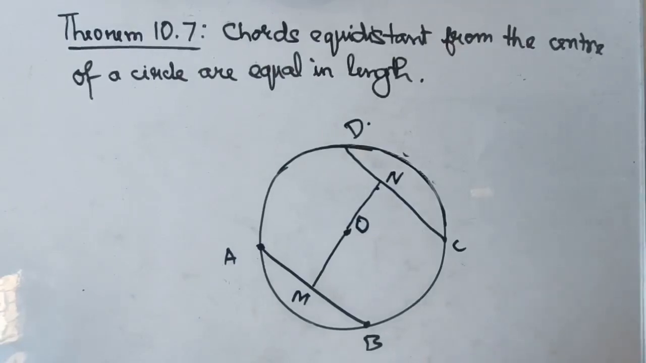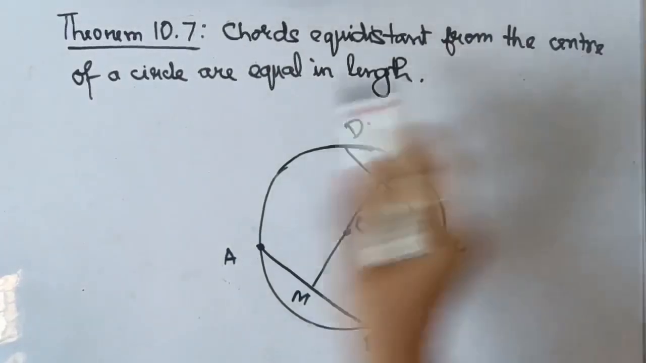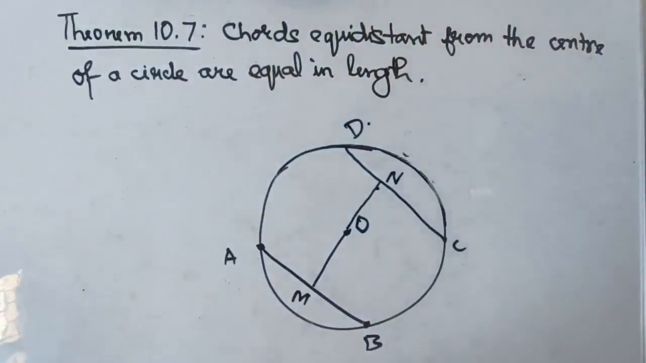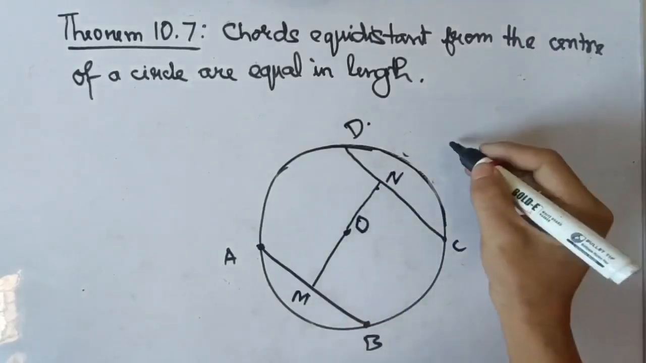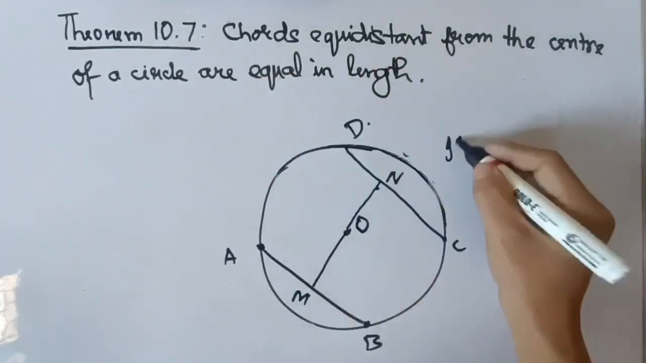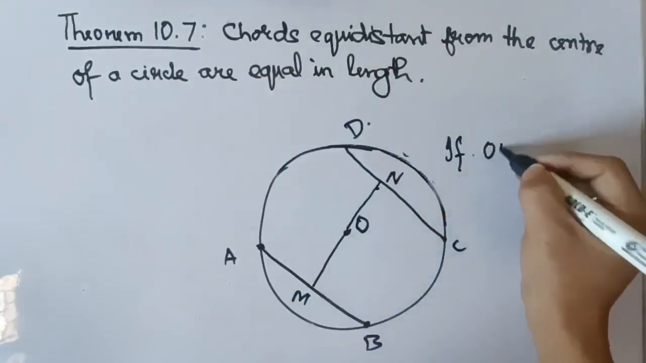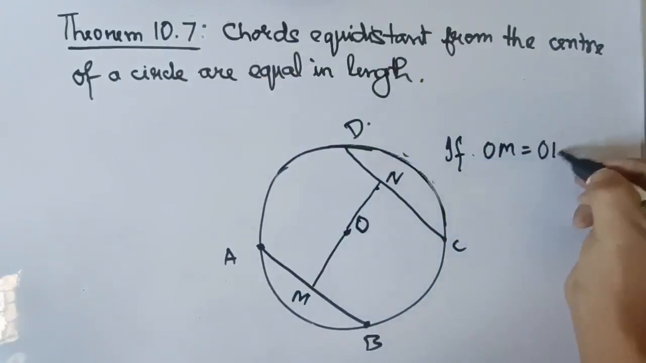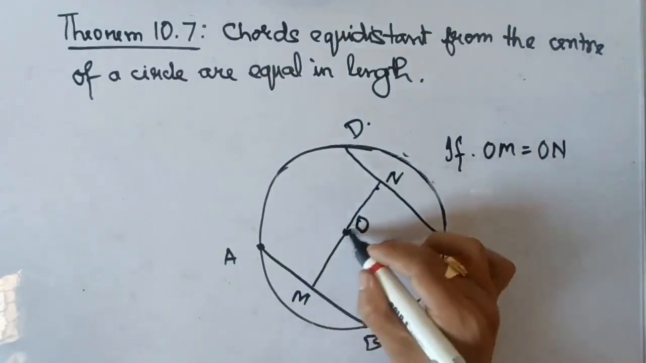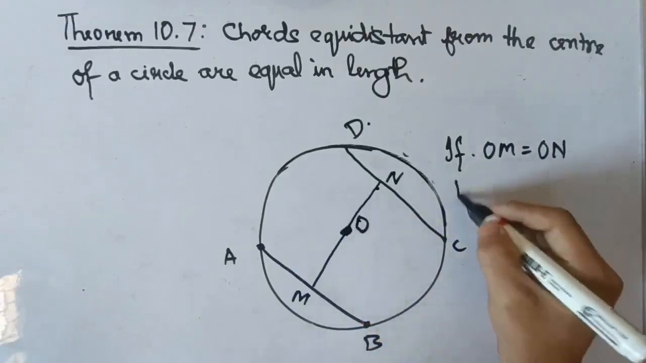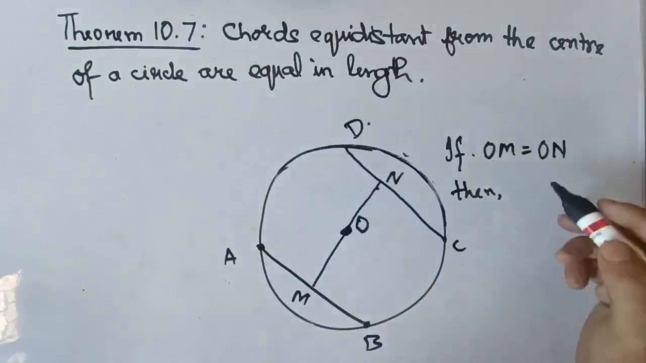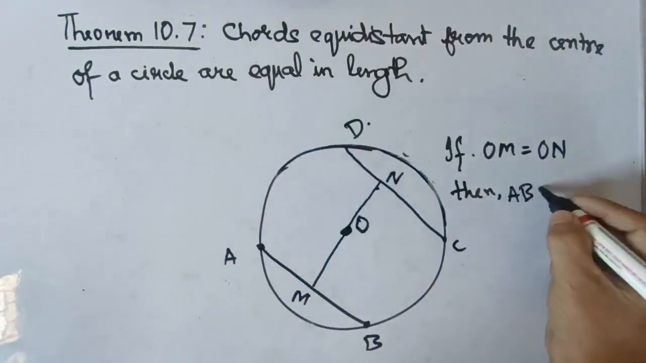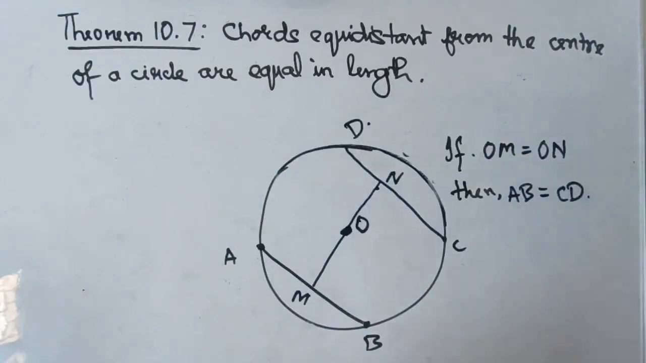Next is theorem 10.7, which says chords equidistant from the center of a circle are equal in length. This is the converse of theorem 10.6. So AB and CD are two chords. According to the theorem, if OM is equal to ON, that is, the two chords are equidistant from the center O, then the two chords will be equal in length. Then AB will be equal to CD.